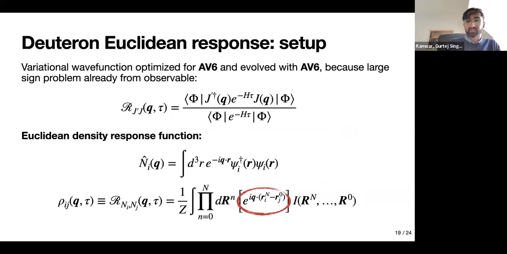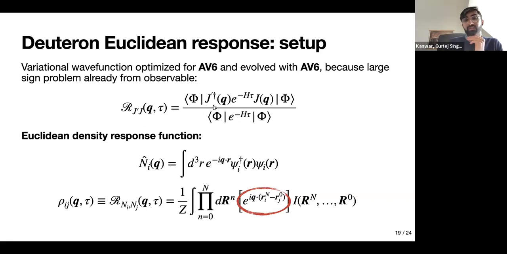So then we also considered a second observable, this Euclidean response that I was talking about. And here, because the observable itself has a strong sign problem, there was no need to do this trick of making a bad variational wave function. So we just start with a useful wave function optimized actually for AV6 and evolved also with the AV6 potential, and then study this Euclidean response observable.